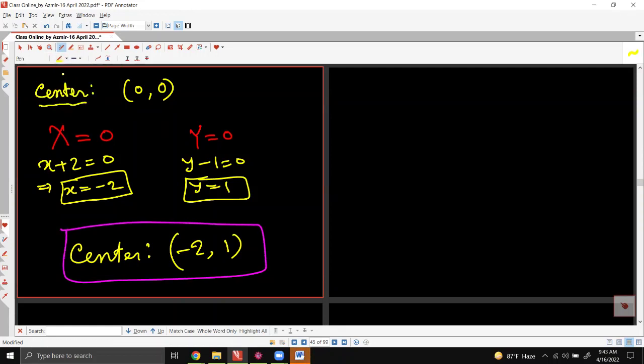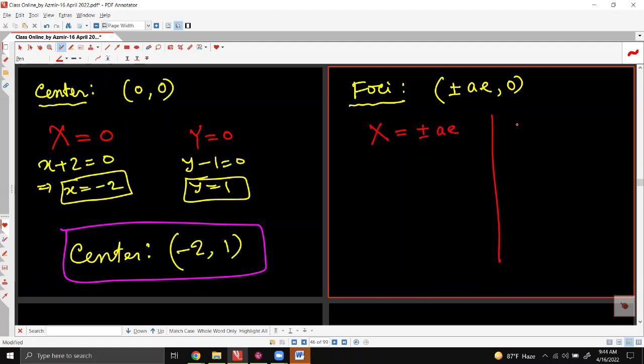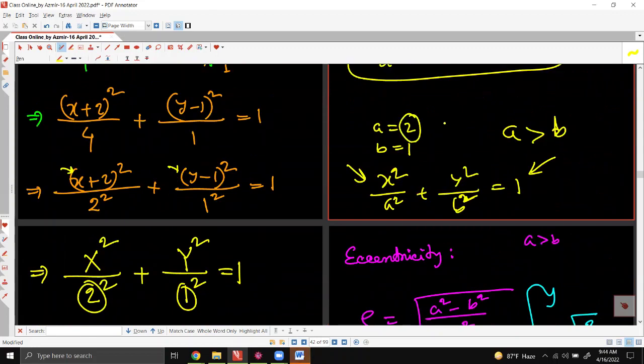Now, foci. Foci means there are two foci we have. So foci will be plus minus ae, comma 0. The first part is for X, the second part is for Y. So X equals plus minus ae and Y equals 0. So x plus 2 equals plus minus a. The value of a is 2.